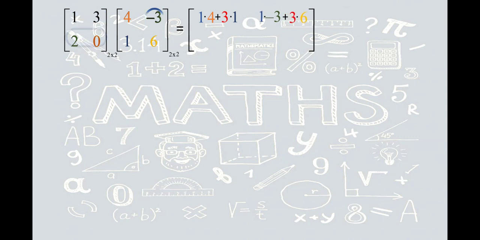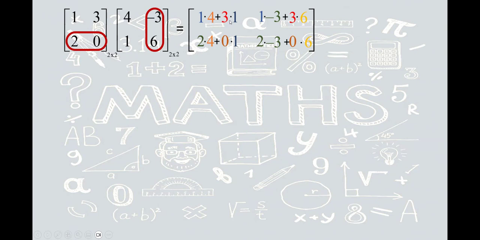Okay, the next one: 1 times minus 3 and 3 times 6. Again, I'm going to continue with the second row now. Second row and first column, which is 2 times 4, 0 times 1. Then here, 2 times minus 3 and 0 times 6. Okay, then we have finished the multiplications. We are going to do the addition and subtraction operations here.